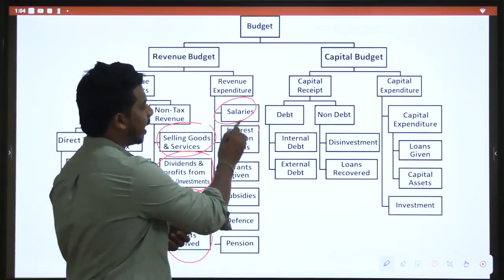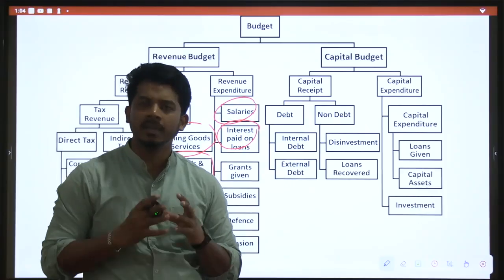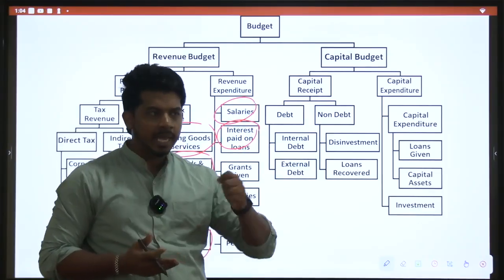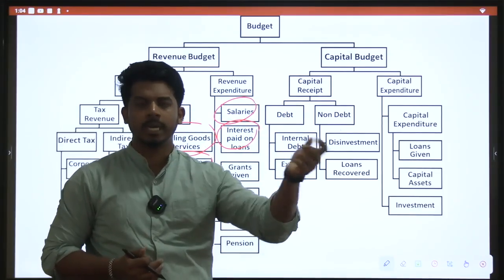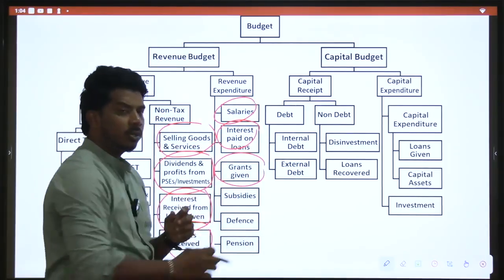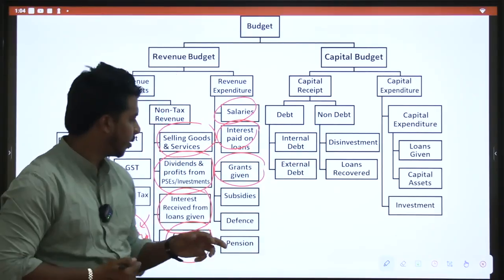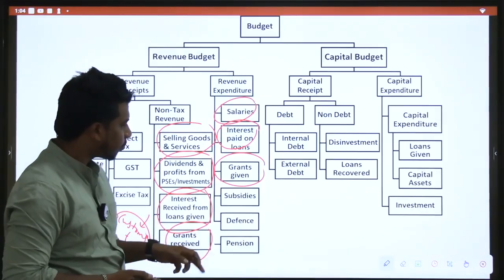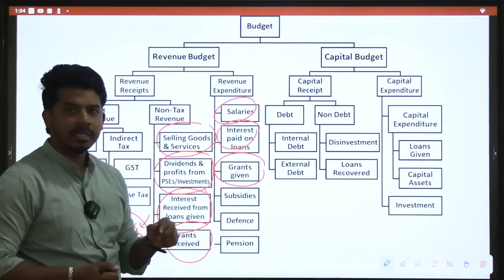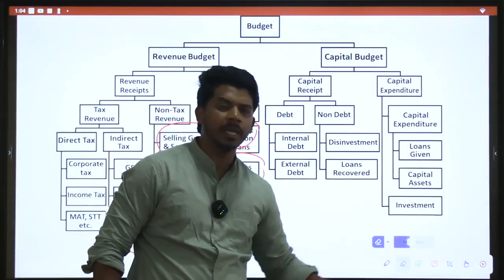Okay, there will be interest to be paid on loans. Now we are saying every year India is taking many loans. So India has to regularly pay interest on those loans. Okay, interest charges on those loans. Then grants given. So government of India also gives many grants to many state governments. Okay, subsidies. So if you see, we are receiving many subsidies. Government of India gives many subsidies to its population.